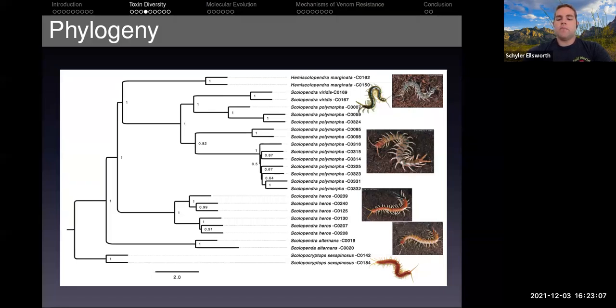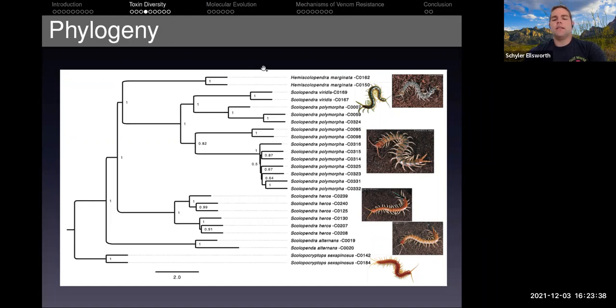I included mainly centipedes within the genus Scolopendra. However, I included 2 outgroup species. One was the first centipede that I characterized when I got here at Florida State, Scolopocryptops sexspinosus, and we can see that it falls out nicely here at the bottom. The other outgroup species is Hemiscolopendra marginata, and we can see this centipede clustered within the genus Scolopendra.